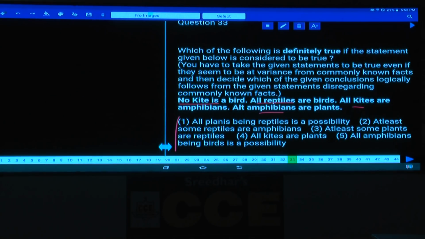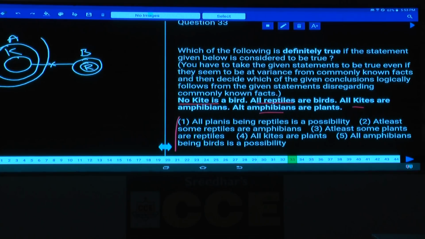No kite is bird. This is kite and this is bird, with no intersection between kite and bird. All reptiles are birds. No kite is bird. All kites are amphibians. And all amphibians are plants. Now these are the statements.